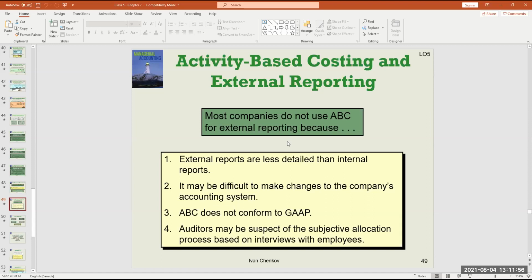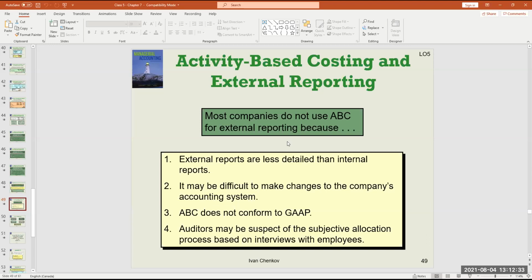It also may be difficult to make the changes to the company accounting system. Since this is a supplementary system to the traditional system, you have to make the changes to the existing accounting system, which might be difficult. The next thing is activity-based costing, as we said in the beginning, is not acceptable by the generally accepted accounting principles. So if you use it, you still have to prepare the financial statements under the traditional system.